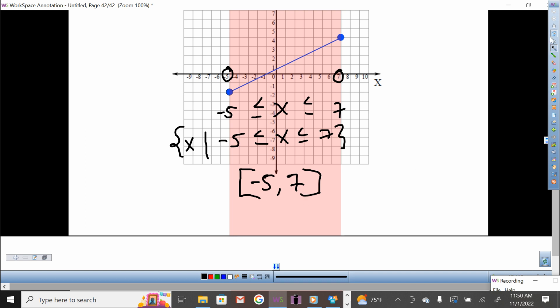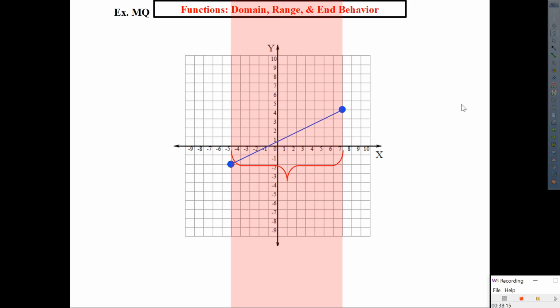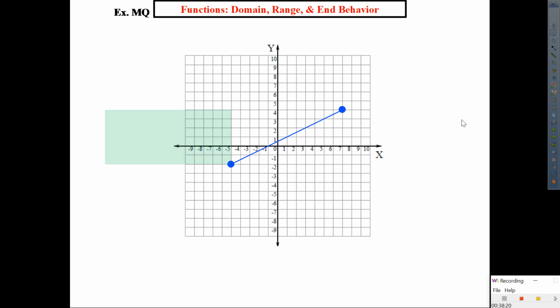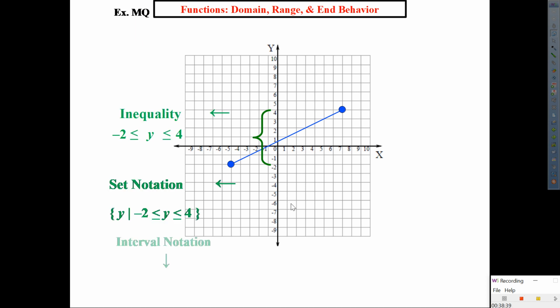So how do we do the range? Let's see. As you're packing up, look up. As you're packing up, watch. There's my domain. Here's my range. Tell your neighbor from range, from where to where on the y values. From where? -2 all the way to what? Yeah, so my range would be -2 to 4 with the y. There it is. Set notation and interval notation.